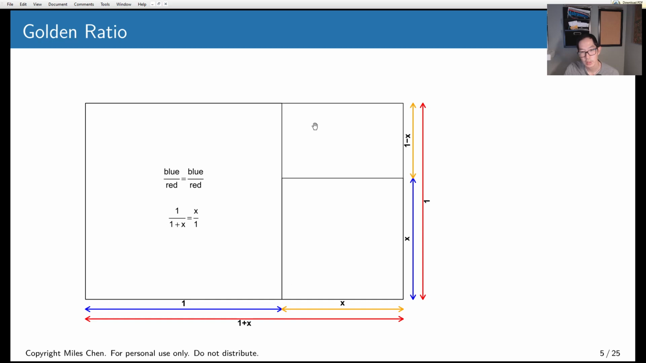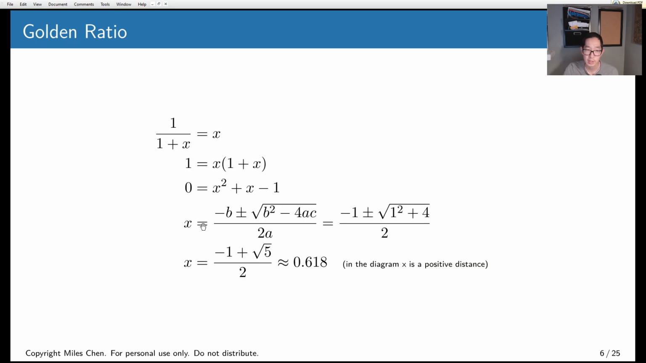If you look at this side over here, the length of the short side here is x, and then the length of the long side on this little rectangle is 1. And so you have 1 over 1 plus x is equal to x over 1. And so now we can solve for x. So you have 1 over 1 plus x is equal to x.